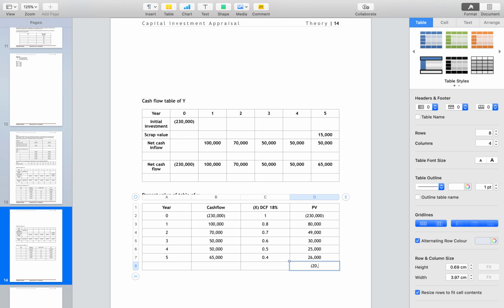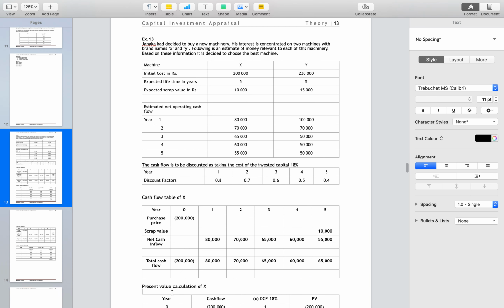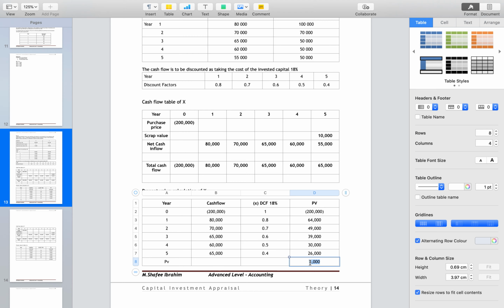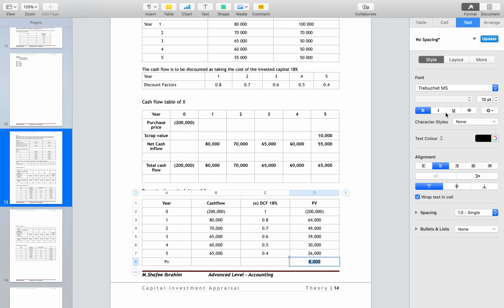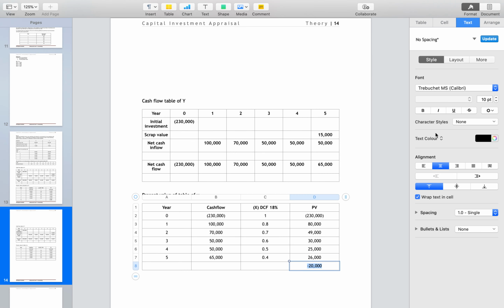Right, so guys, let me check that again one more time. Minus 230 plus 80 plus 49 plus 30 plus 25 plus 26, yeah, negative 20,000. Right, so guys, the addition is very straightforward. Machine X, my present value is 8,000. Right, so let me mark this one. Whereas machine Y, my last answer is now going to be minus 20,000.